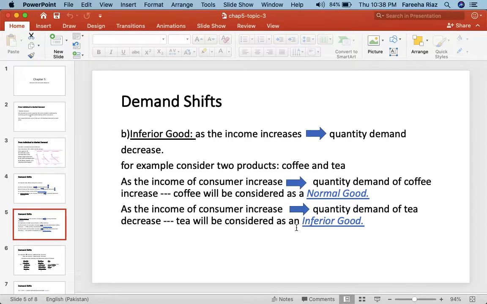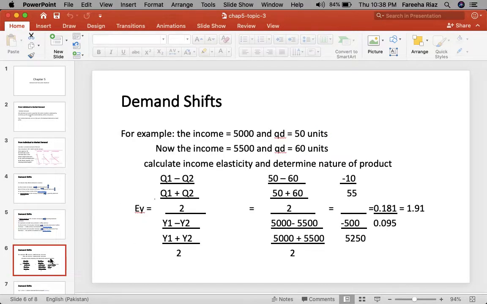So the consumer reduces the use of tea and shifts over to coffee. So now coffee is a normal good and tea is the inferior good. Now, to measure it mathematically, I have given an example. Consider that the income of the consumer is 5,000 and quantity demanded is 50 units. Income increases from 5,000 to 5,500 and quantity demanded increases to 60 units. Now, when we calculate the income elasticity, the answer is 1.91.